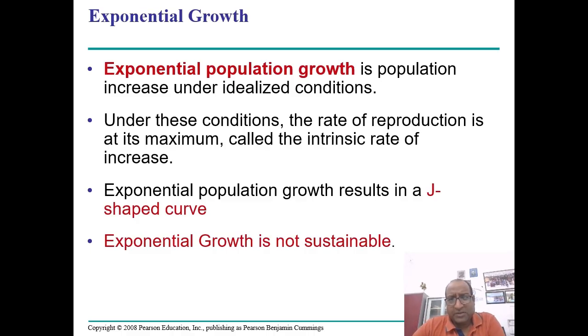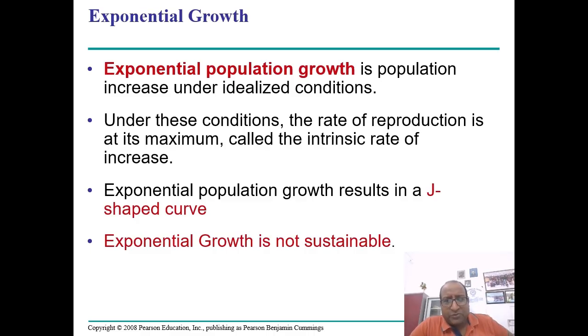So, the exponential growth graph, how is it constructed? In exponential population growth, the population increases under idealized conditions. Under these conditions, the rate of reproduction is at its maximum. They reproduce maximally, called the intrinsic rate of increase. It means they put all their effort into the reproduction process. Exponential population growth results in a J-shaped curve. It means that in the very early stage they suddenly start producing, and in the very beginning they reach the maximum level of the reproduction rate.